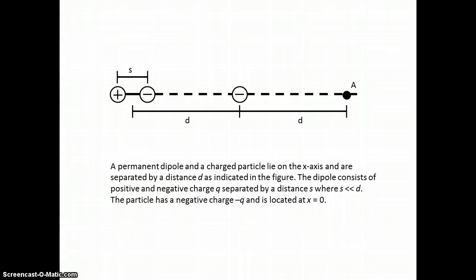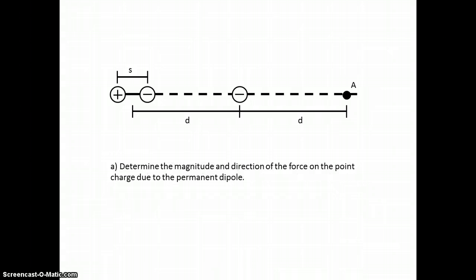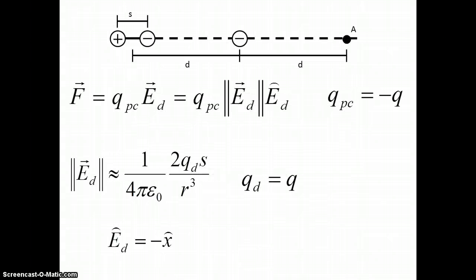The particle has a negative charge, negative q, and is located at x equals 0. Part A asks to determine the magnitude and direction of the force on the point charge due to the permanent dipole. The first step is to find the equation for force, which is the charge times the electric field. Here the charge is the charge of the point charge, which is negative q. The electric field can be separated into its magnitude and direction.